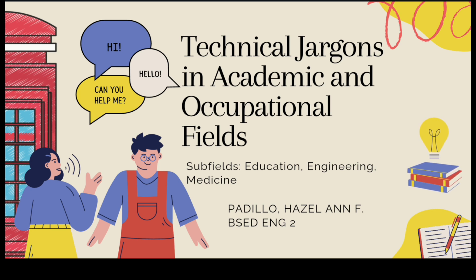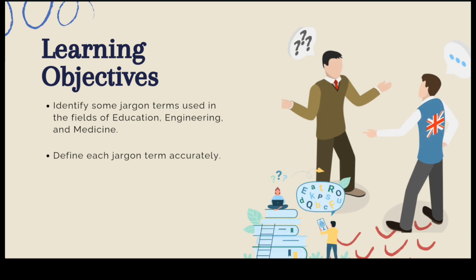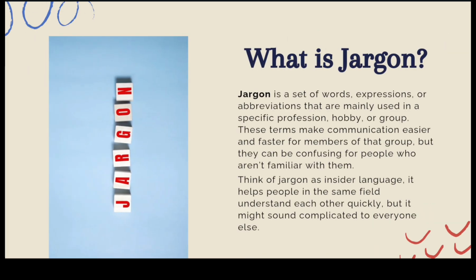Today we are going to discuss technical jargons in academic and occupational fields, subfields: education, engineering, and medicine. Learning objectives: identify some jargon terms used in the fields of education, engineering, and medicine, and define each jargon term accurately. So first, what is jargon?